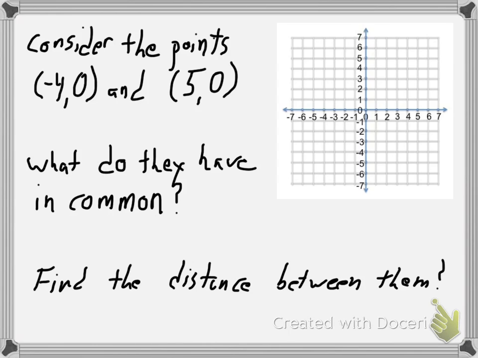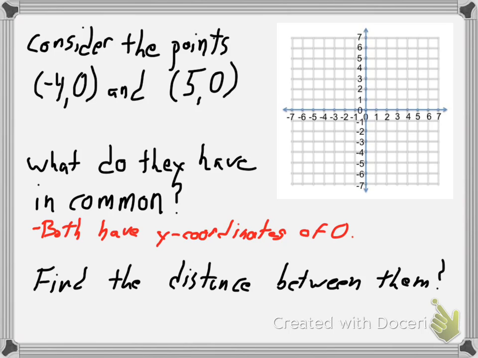Well, just looking at them, I can see that they both have y-coordinates of 0. So I'm going to write that down. Both have y-coordinates of 0. Now if I think a little bit further about that, both of their y-coordinates are 0, and I know that if a coordinate is 0, that means it's on an axis, so I should have an idea that both of these points are going to lie on an axis.